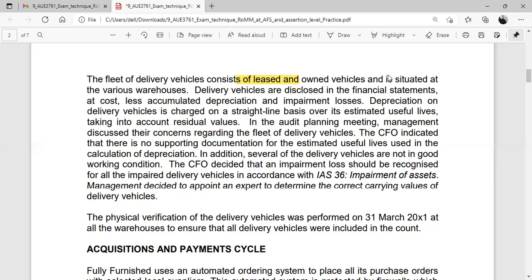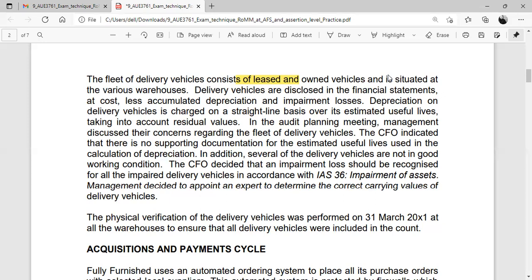Yes, I understand now. There's a risk that if they capitalize the operating lease, they won't be recognizing the expense because they'll be overstating their assets. Absolutely. Absolutely.